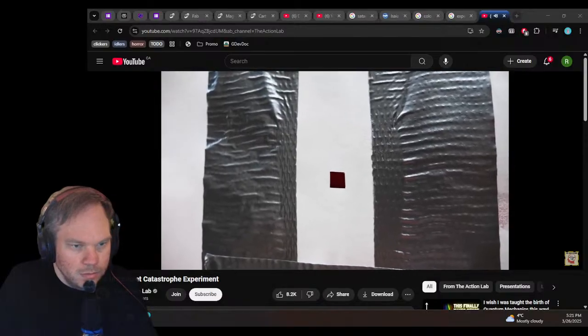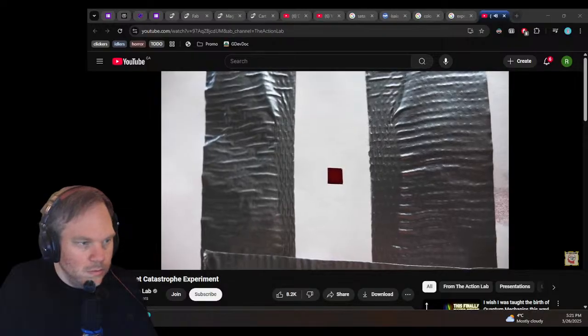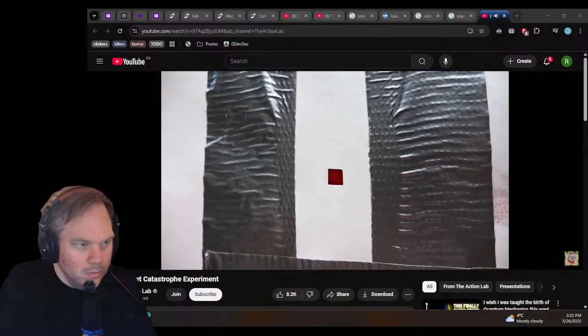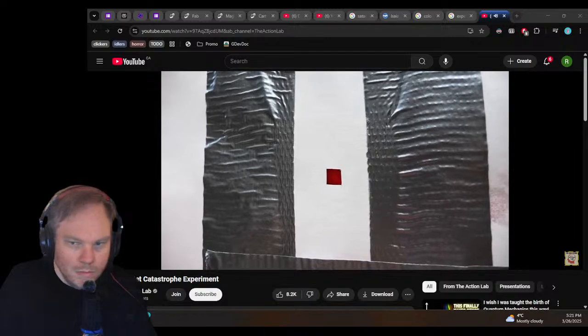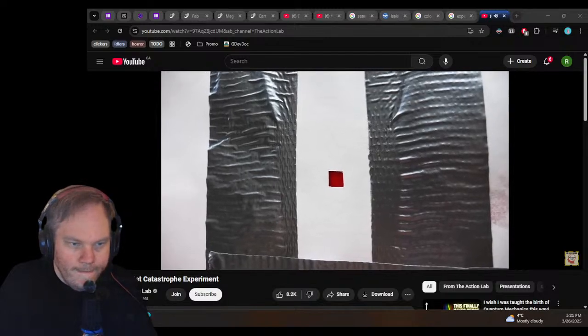And you can see it change color. So look at it go from black, that dark red, to that brighter red. So this is extremely hot.